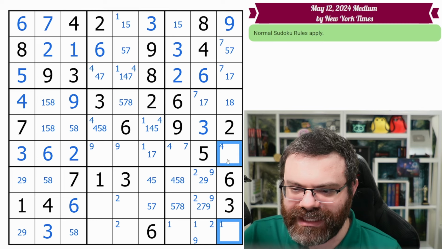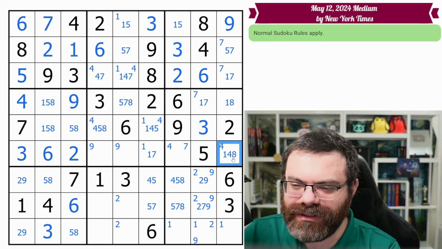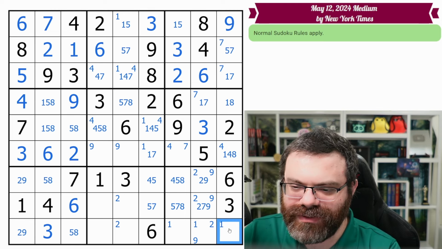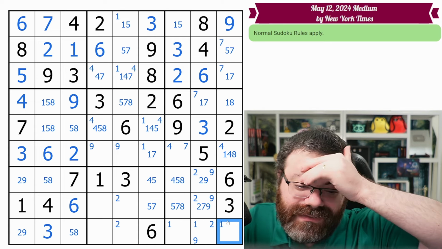It's 1, 4, 5, 8. So this can't be the 5. So this is 1, 4, 8. Now that it can't be 7, it is worth marking as 148. This can't be 7, so it's 1458, but I think it could be any of those. So that's not helpful, unfortunately.